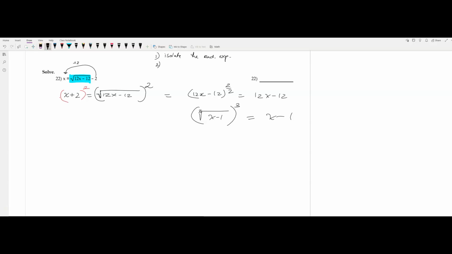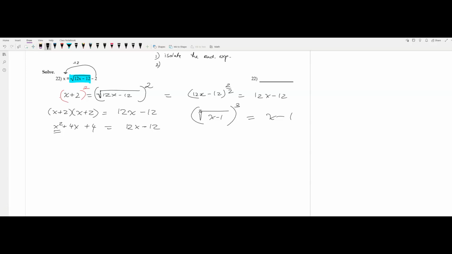Okay, so we have x plus 2 squared, and then this. So the next line, if I do x plus 2 times x plus 2, I'm just going to break it down like this, is equal to 12x minus 12. Okay? Let me expand this, and it should give me x squared plus 4x plus 4 equal to 12x minus 12. Alright, so what's happening here is that we're getting some type of quadratic equation, because I have the x squared term and I have an x term, right?